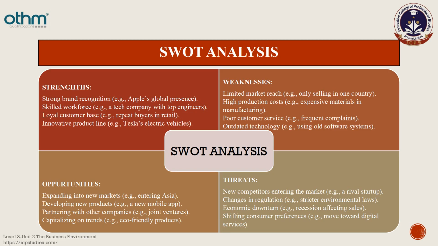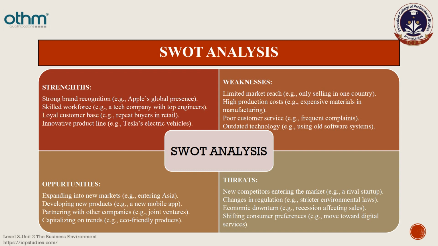The second strength is skilled workforce. For example, as a technological company, Apple has many top engineers. So this is its skilled workforce, and this is another strength for the Apple company. The third strength is the loyal customer base. It is very important for any company to have repeat customers. This can be another strength for the company. Another strength is innovative product line. For example, Tesla's electric vehicles are very innovative, and this innovative product line is one of the strengths. Then let's talk about the weaknesses of the company.